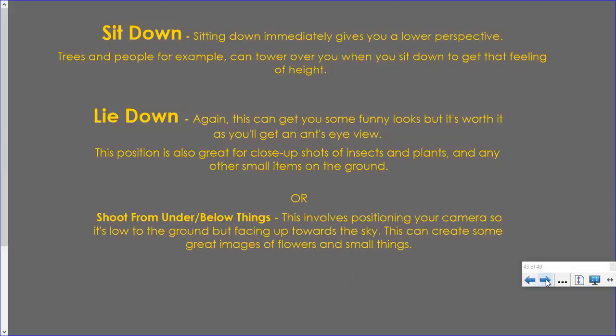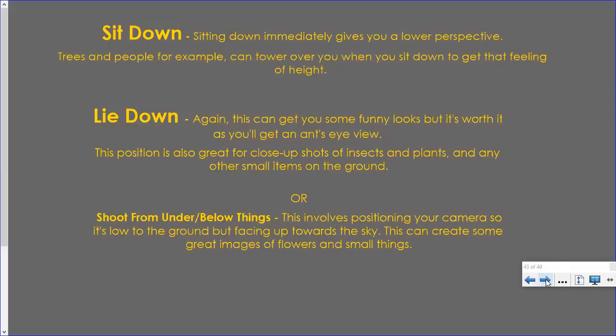Again, this can get you some really funny looks if you're laying down outside taking a picture, but it's worth it if you get like an ant's eye view of something. This position is also great for like getting a close-up shot of a bug or plants or flowers growing or anything else that's on the ground, even grass, seeing how grass looks from lying down.